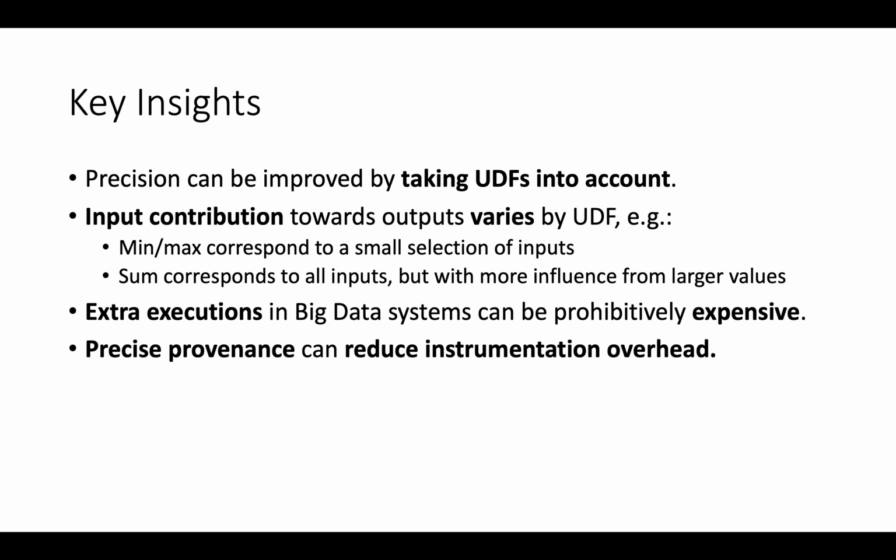Combining our observations of the existing approaches, we identified a few key insights that ultimately inspired our work that we'll be discussing today. First, we observed that UDFs can be used to improve the accuracy of our input traces. In particular, we observed that different user-defined functions can have different effects on how inputs and outputs correlate with each other. From delta debugging, we also observed that extra executions in large-scale computing systems can actually be very costly. And finally, we observed that as a side effect of improving precision, we also achieved smaller provenance sizes, which had a nice benefit of reducing overall instrumentation overheads.